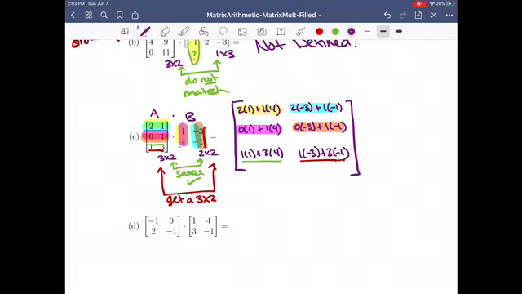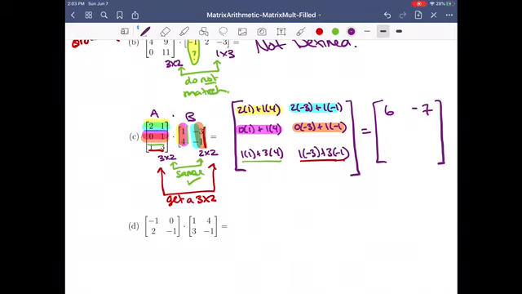And now if I simplify each of these, so it's 2 plus 4, that's 6. Negative 6 plus negative 1 is negative 7. 0 plus 1, or plus 4, sorry, is 4. 0 plus negative 1 is negative 1. 1 plus 12 is 13. And negative 3 plus negative 3 is negative 6. And notice that it's a 3 by 2. Okay, so that's how we compute a matrix product.